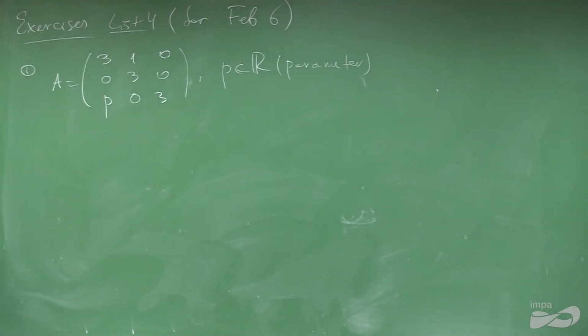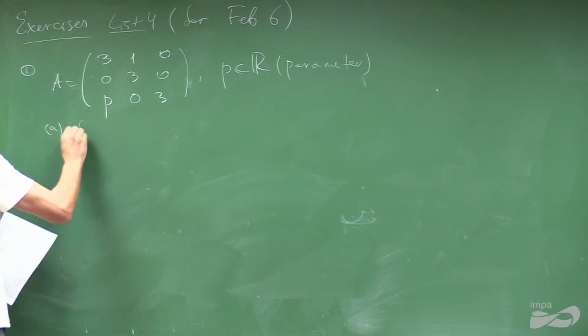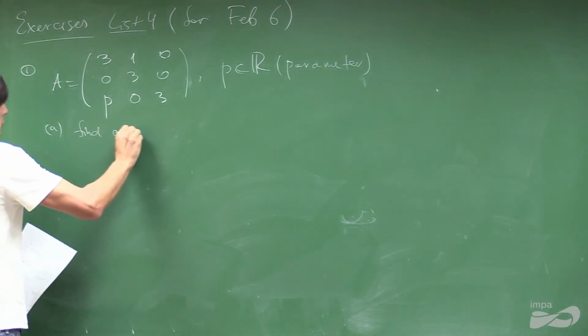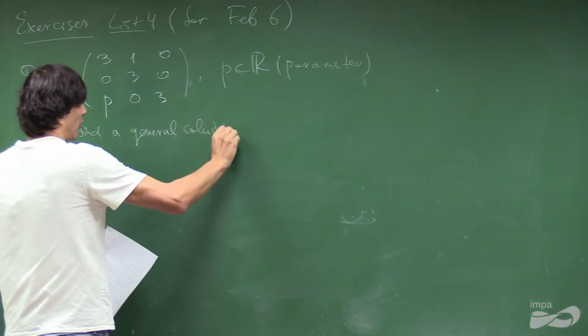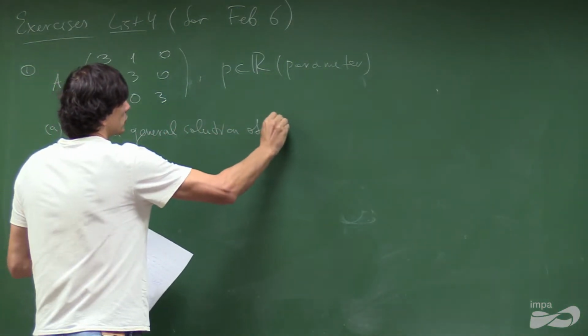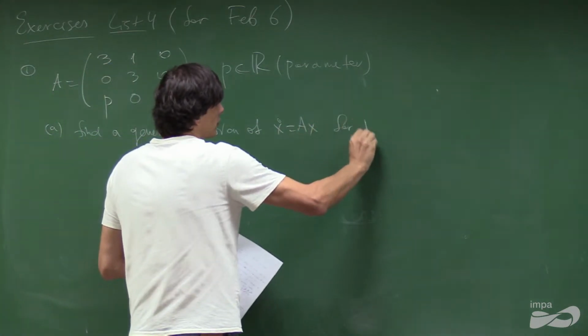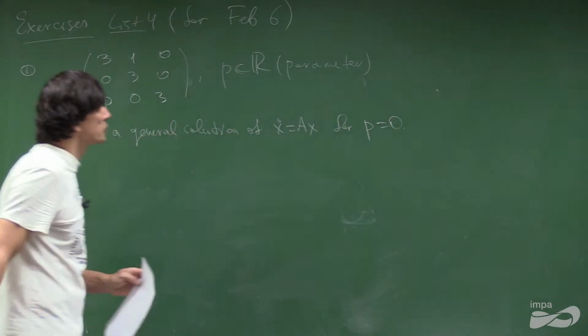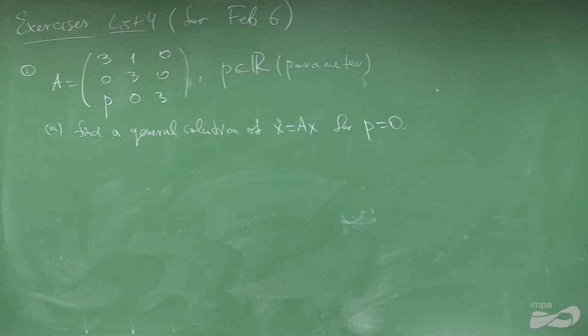So what you have to do is find a general solution of the problem x dot equals Ax for p equals 0. So in case of p equals 0, just put 0 here and then find a general solution.